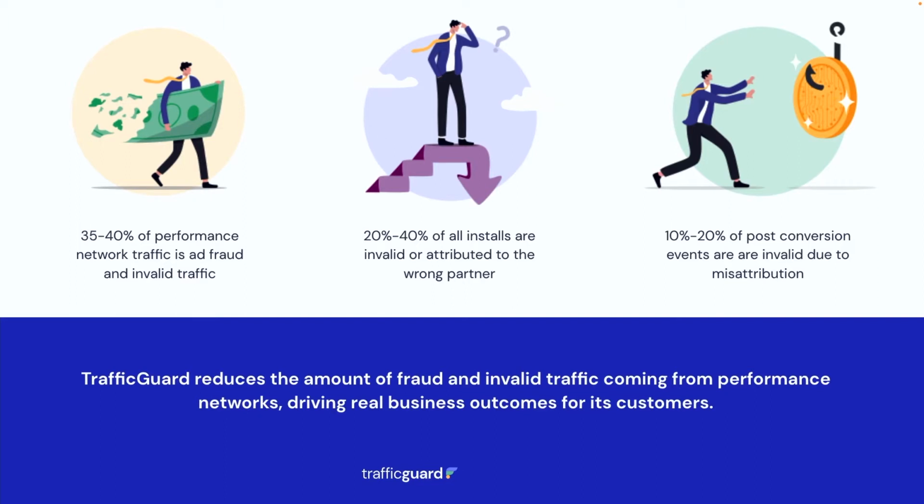To give you some of the data that we see on a day-to-day basis, I got our analyst team to look across the last 7 days of data from a subset of our advertisers. And what we'll tell you is that 30 to 40% of performance traffic going through to mobile apps is fraudulent. That results in about 20 to 40% of all installs being attributed to the wrong partner through attribution fraud, which then delivers misattribution, and 10 to 20% of post-conversion events are also invalid due to misattribution.